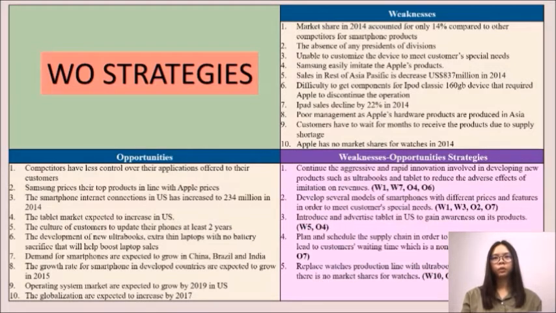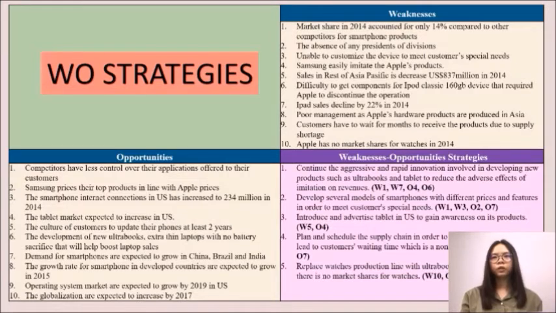And secondly, we would recommend Apple to develop several models of smartphones with different price and features in order to meet the customer special needs. By referring to W1, W3, O2, O7, actually Samsung, which is one of the main competitors, priced their top product in line with Apple price, and there's an increasing demand for smartphone. So we expect that the new models of smartphone could be used to overcome the weakness, such as declining market share, as well as the problems of customizations of the devices to meet the customer's special needs.